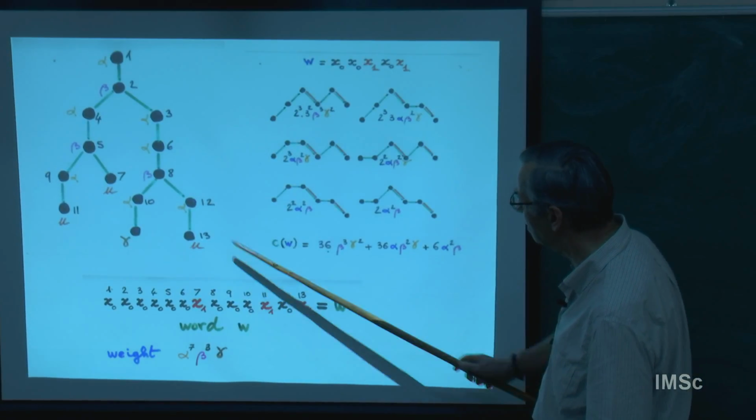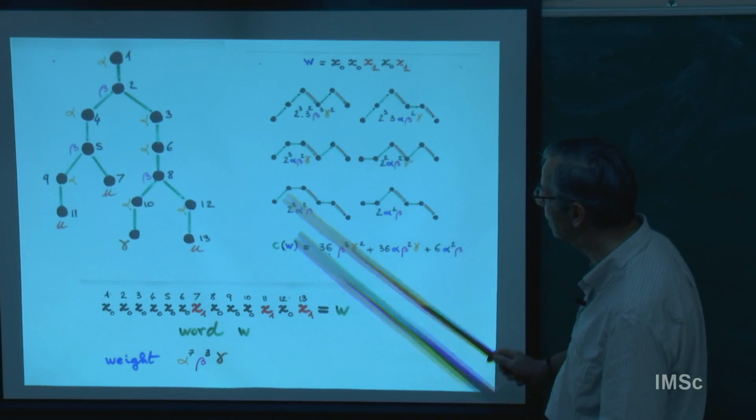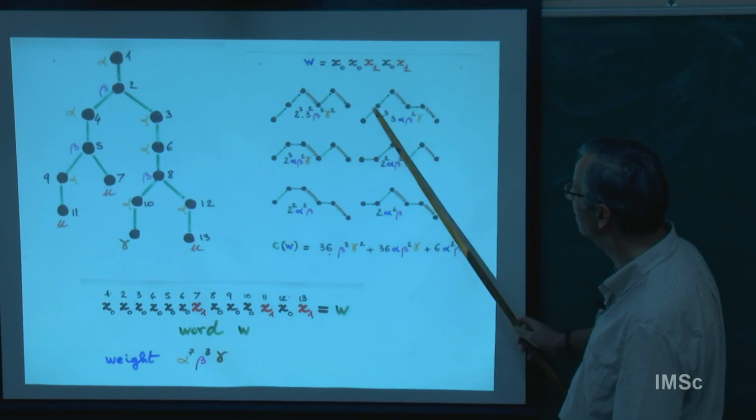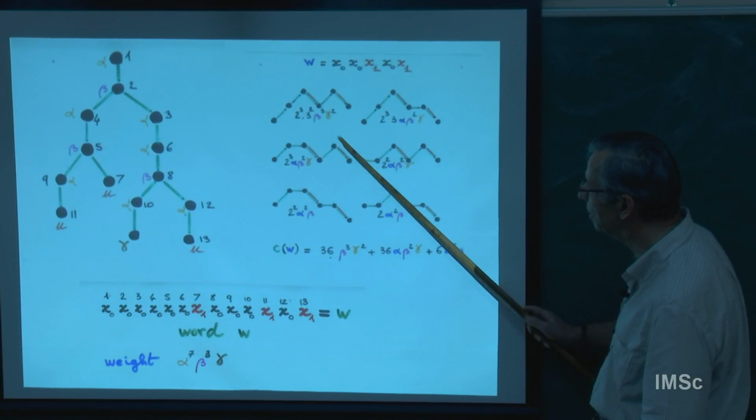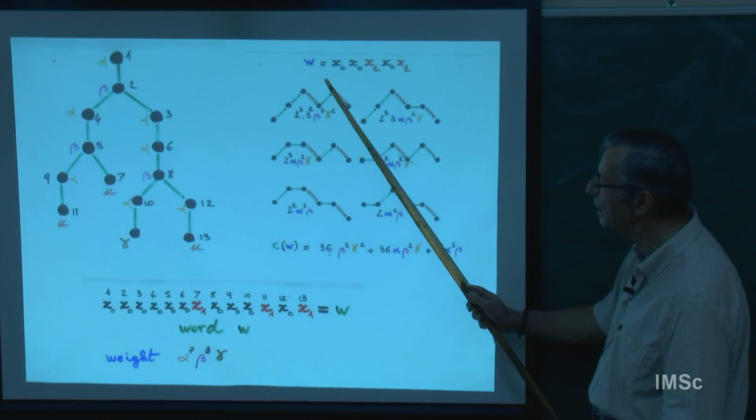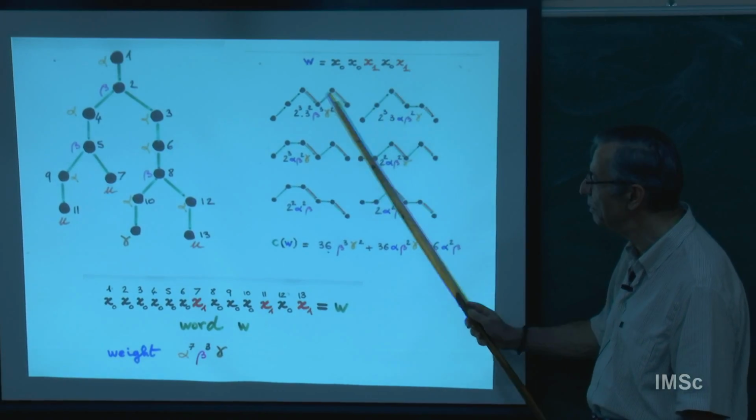And from these trees, I go to a word, I go to a path with weight. For each path, you see, I have x0, x0, x1, x0, x1. Each time I go down, I put an x1. For each path, I have an iterated integral associated with a certain weight.